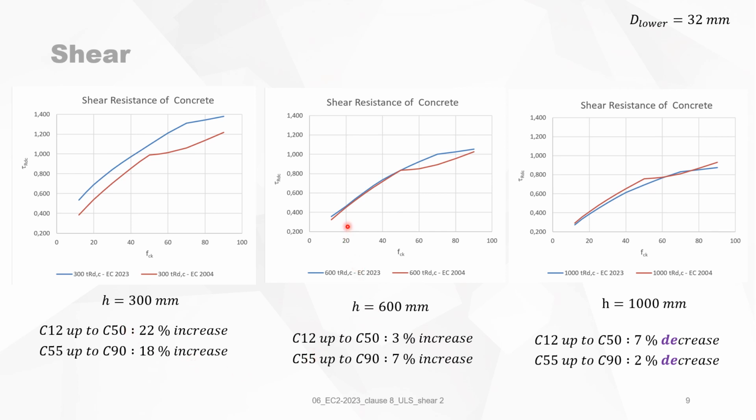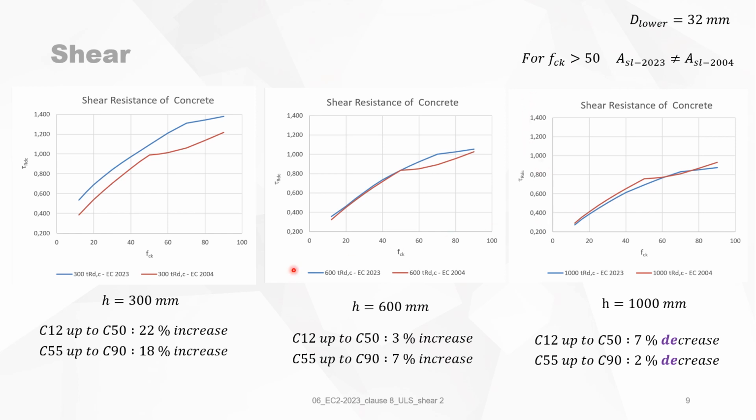For a beam of 600, it's more or less the same for normal concrete, but it differs for high strength concrete. And for beams with a depth of 1000 millimeters, for instance, we notice as a mean, more or less, a decrease of 7 to 8%. So it depends on the depth of the beam what the maximum capacity can be of the concrete alone against shear. This graph was made for d lower equals 32 millimeters.